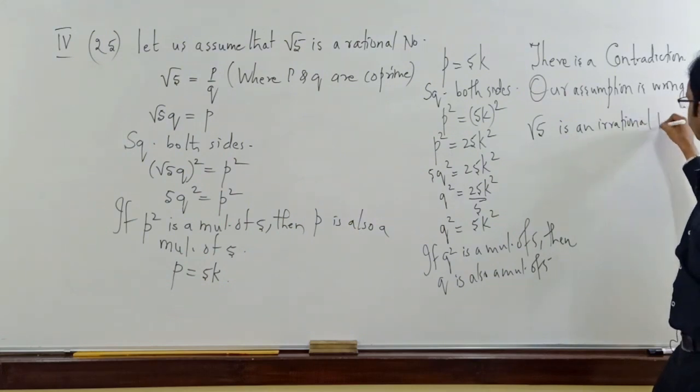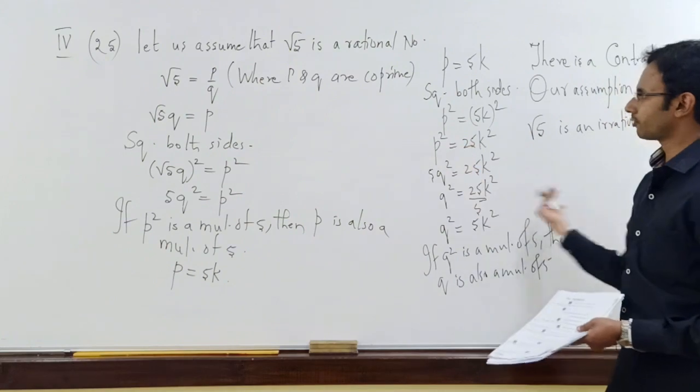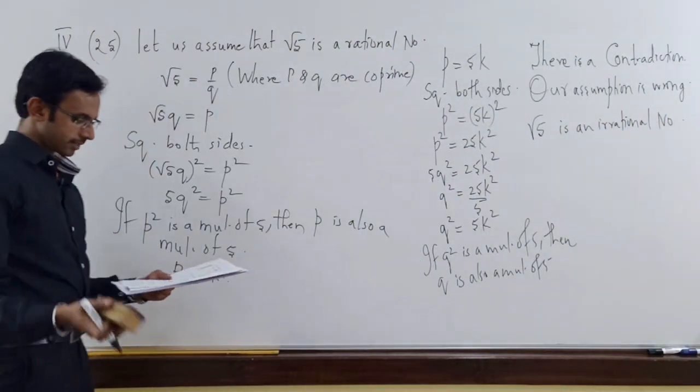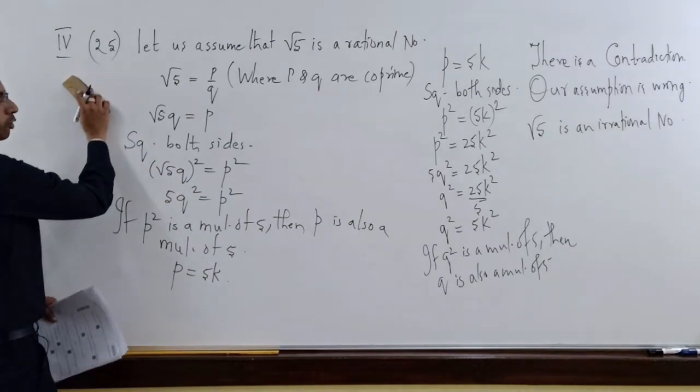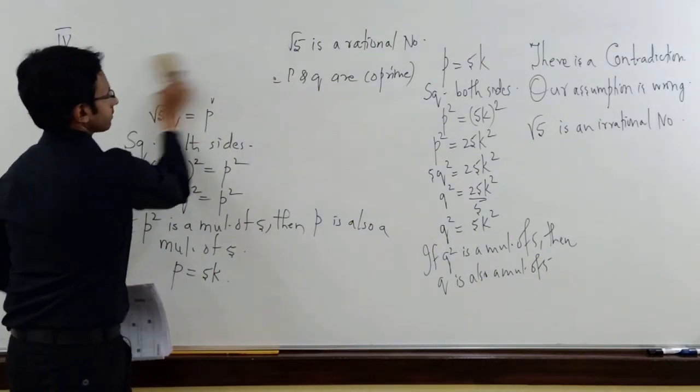So this is how we prove root 5 is an irrational number for 3 marks. If you would have written this much, you would have got 3 marks. Hope you have done this. Or there is another problem as an option for the 25th problem. Let's go and see that.